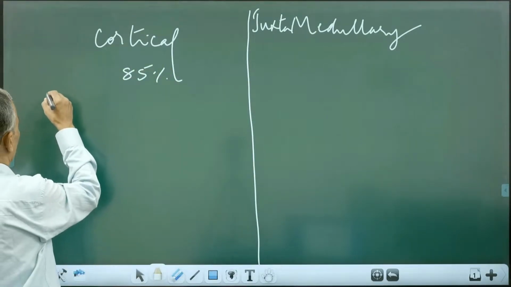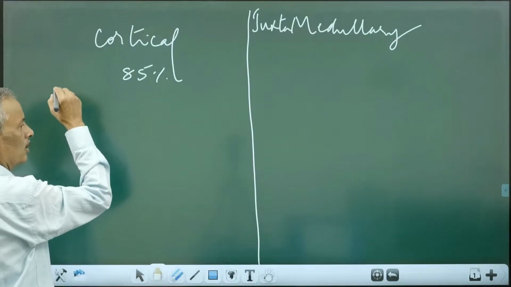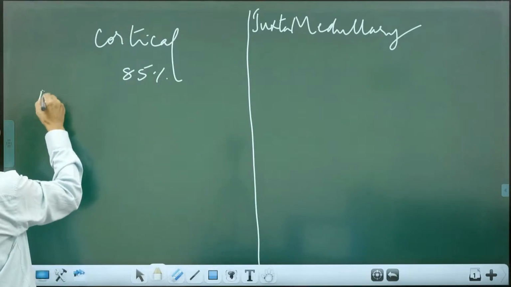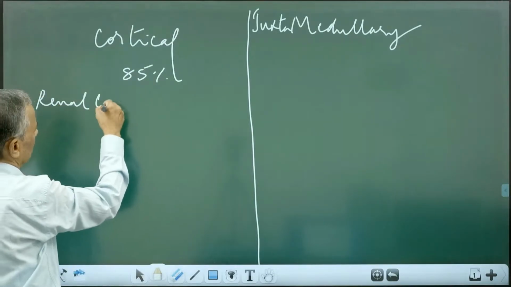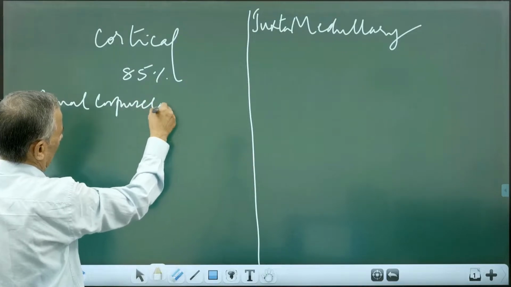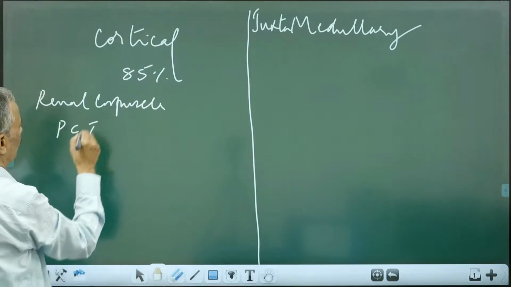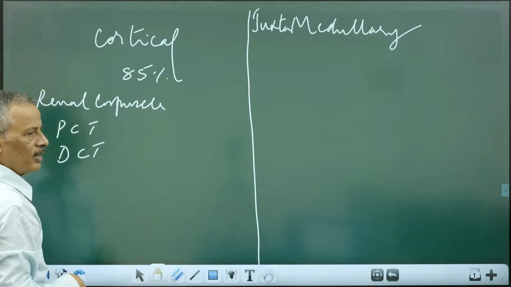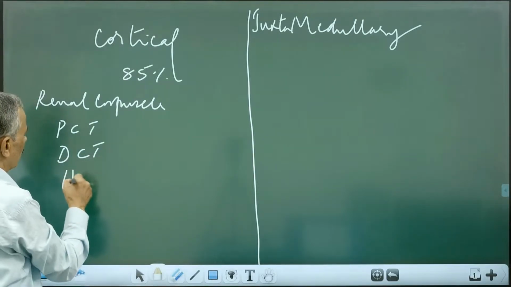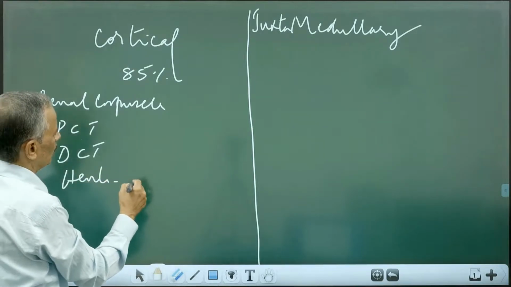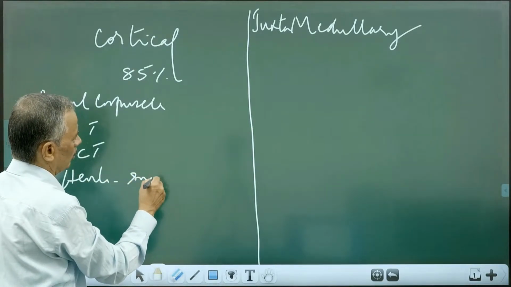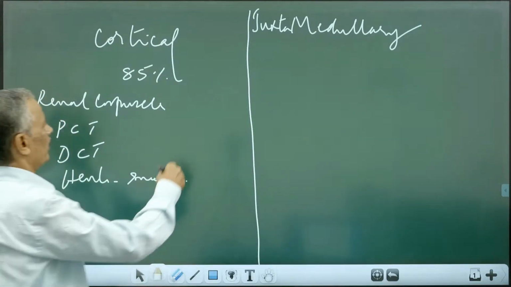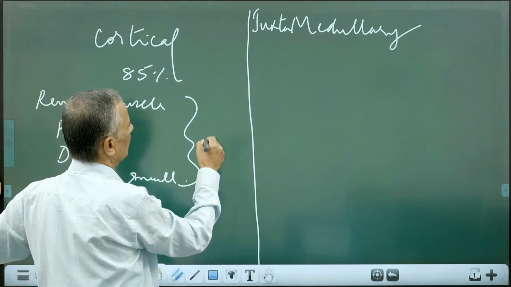In the cortical nephron, which is most abundant, 85% of our nephrons belong to this category. The glomerulus and Bowman's capsule together are called the renal corpuscle. So the renal corpuscle, proximal convoluted tube, distal convoluted tube, and the Henle's loop, which is very small, are all lying in the cortex.